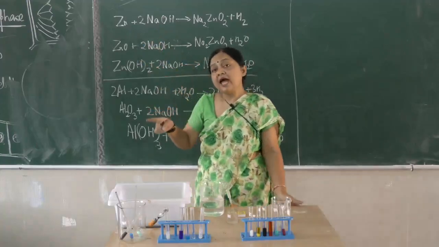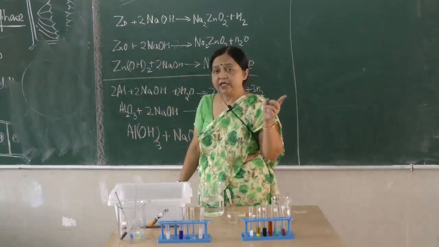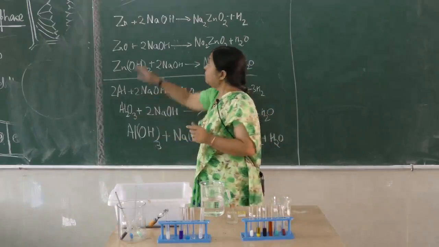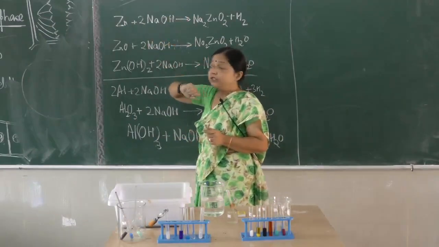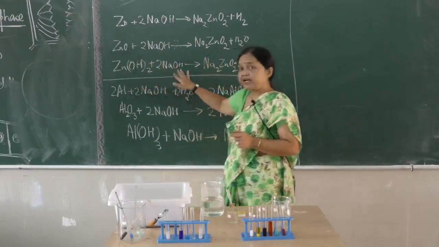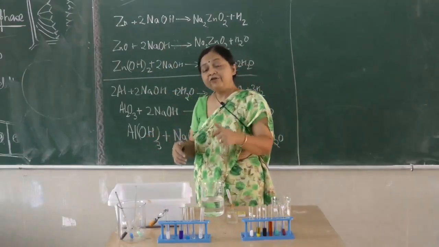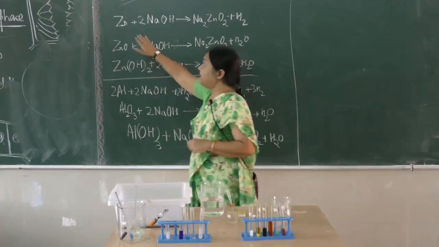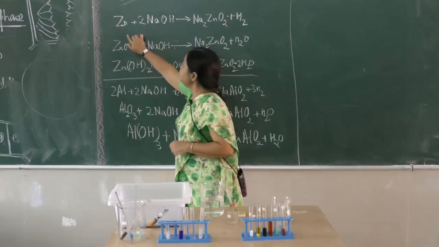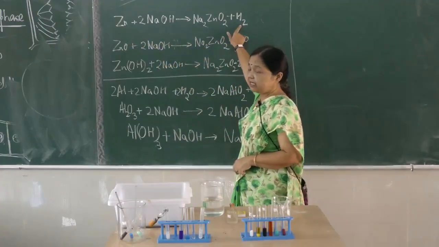They react with acid. For example, zinc. Zinc with HCl will form ZnCl2 plus H2. Zinc with H2SO4 will form ZnSO4. So with acids it is reacting, and with alkali also it is reacting. Usually a metal oxide will not react with a hydroxide. But these amphoteric metal hydroxides, amphoteric metal oxides, or the metal itself, will react to form a salt. So Zn plus 2NaOH gives Na2ZnO2, sodium zincate, and hydrogen is liberated.